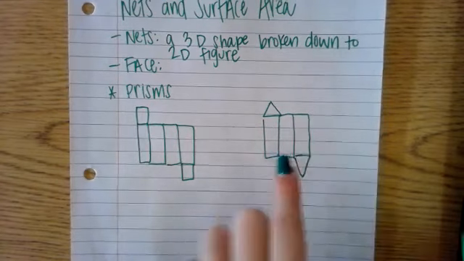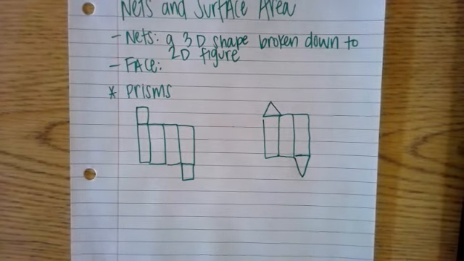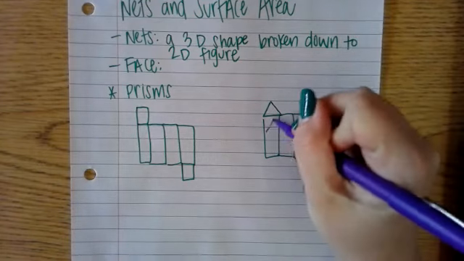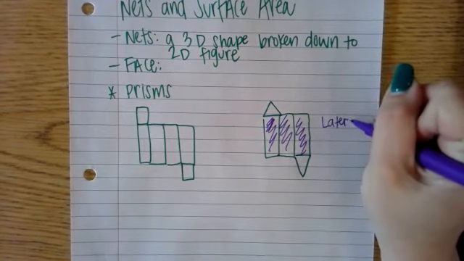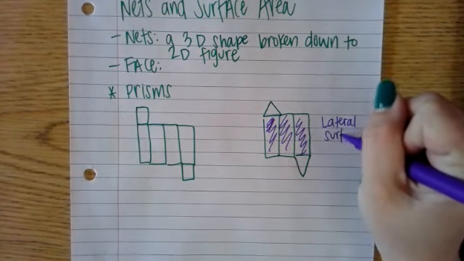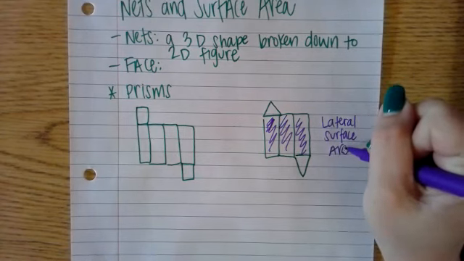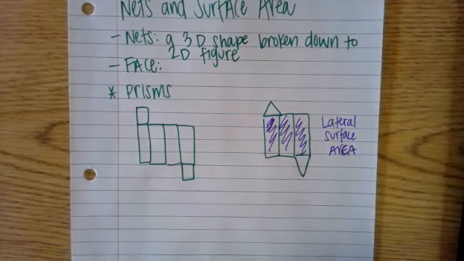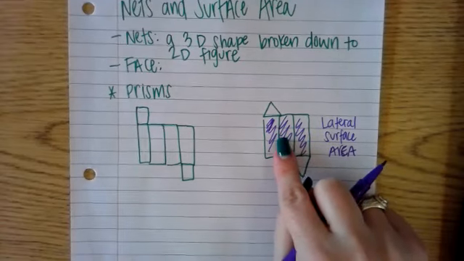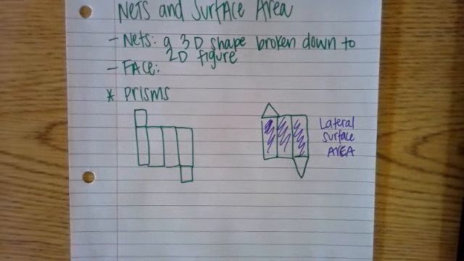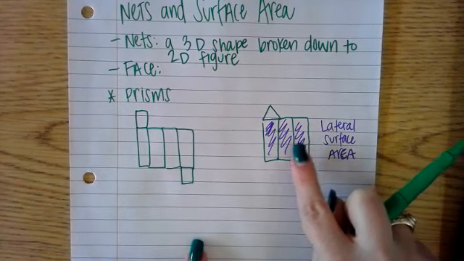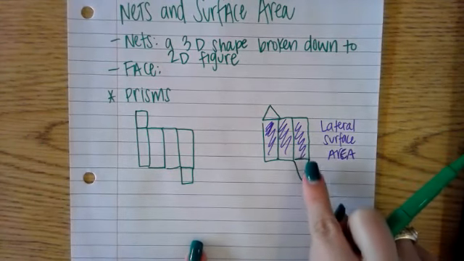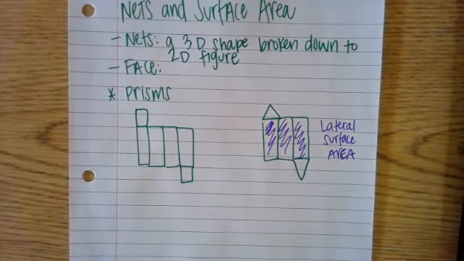We call this part here with all of the rectangular sides, or the parallelogram sides, the lateral surface area, because it is the surface area of the lateral part of the shape, or what we think about as the sides of the shape. If we want to find the total surface area of either a rectangular or triangular prism, essentially what we do is find the area of each of what are called the faces of the shape, and add up all of those areas together.